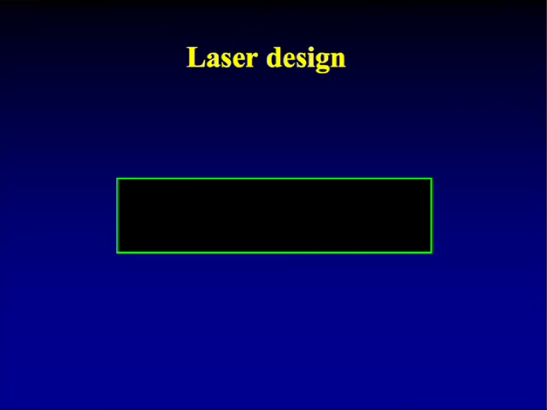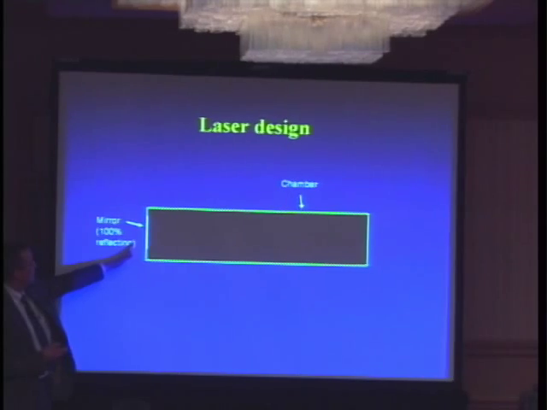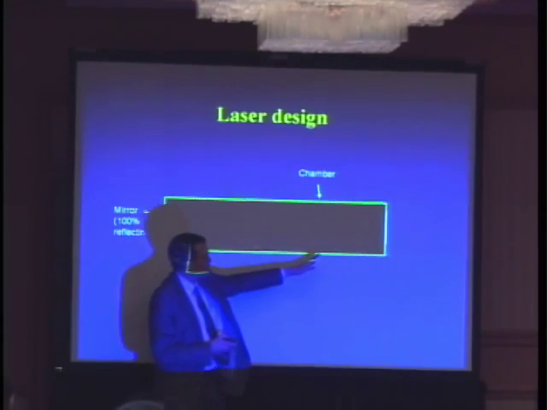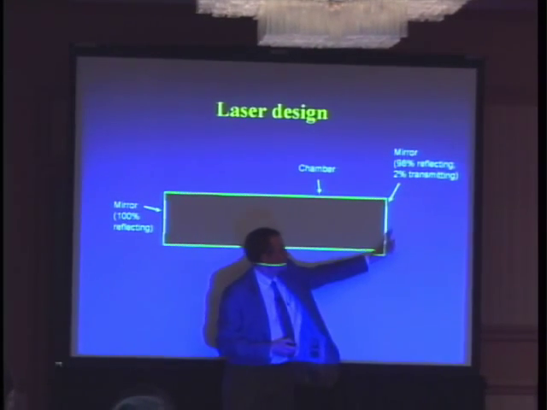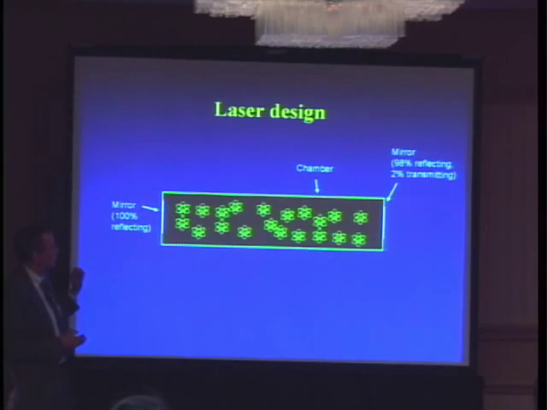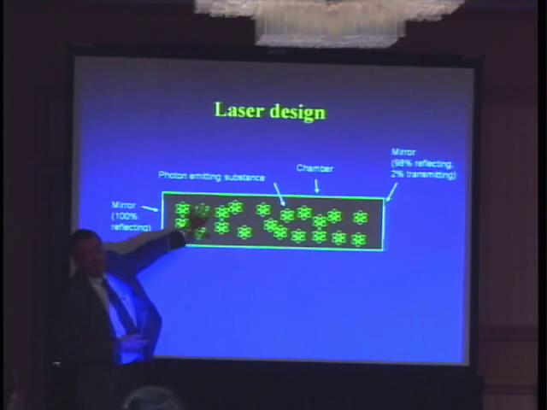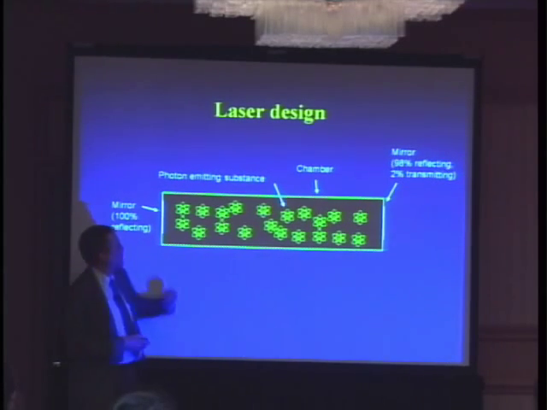So here's our chamber, and we're going to put a mirror inside of it, 100% reflecting this side, 98% reflecting on this side, 2% transmitting. Now we're going to fill it up with some source, with a photon emitter, whatever we choose. That's usually what the laser's named after, whatever this substance is.